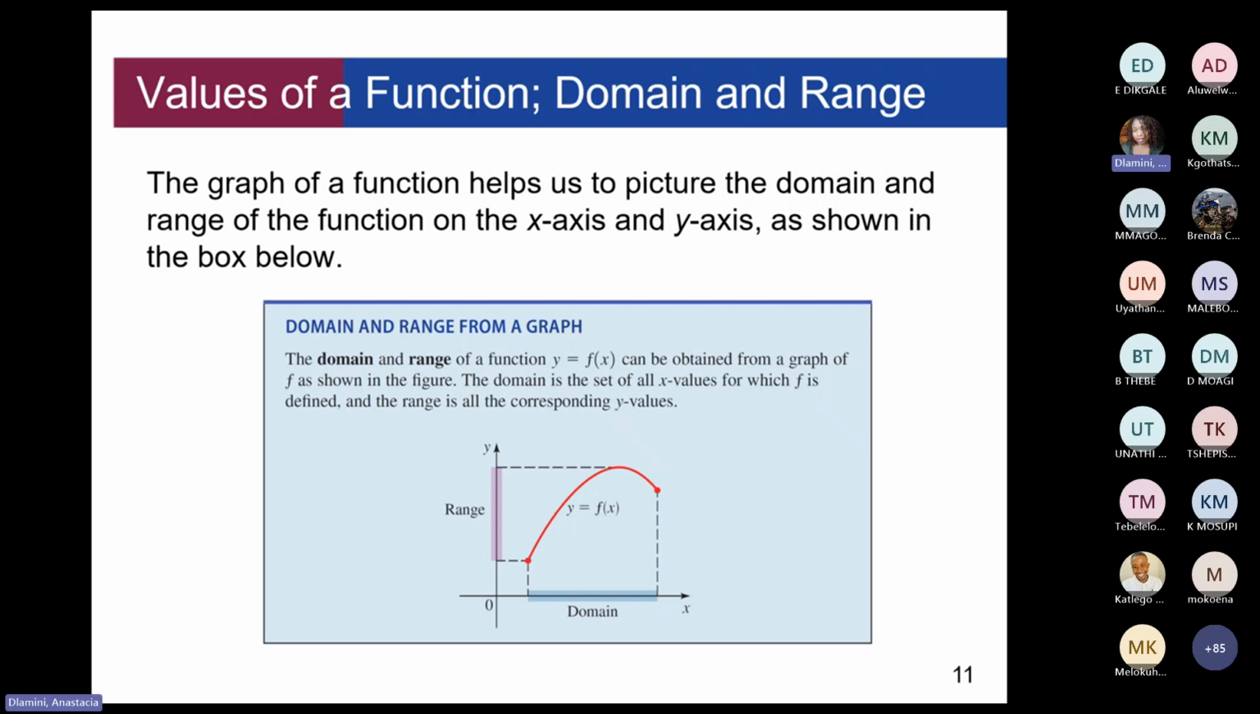Now, the graph of a function helps us to picture the domain and the range of a function on the x and the y axes as shown in the graph. Remember when we had a parabola and we could see where the domain and range are? The domain and range of the function y equals f of x can be obtained from the graph of f. The domain is the set of all x values for which f is defined, and the range is the set of all corresponding y values.